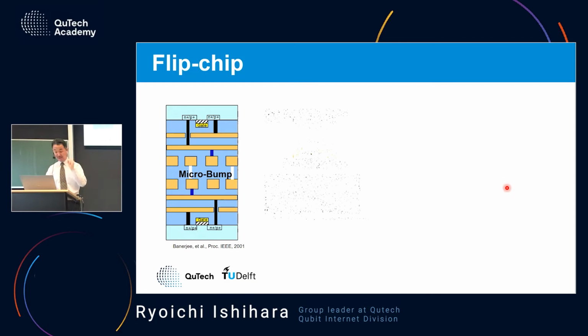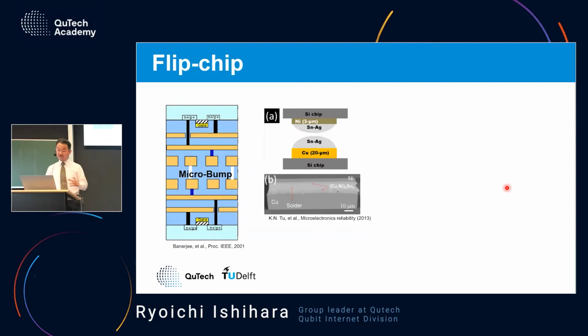This is a conventional way. You have a couple of electrodes in one chip. The other chip has a nickel electrode. In between is an adhesive layer with solder. This is a conventional way, but because of the additional adhesive layer, you have to align the adhesive layer as well. So the alignment accuracy is poor, or the size of the micro bump is big.